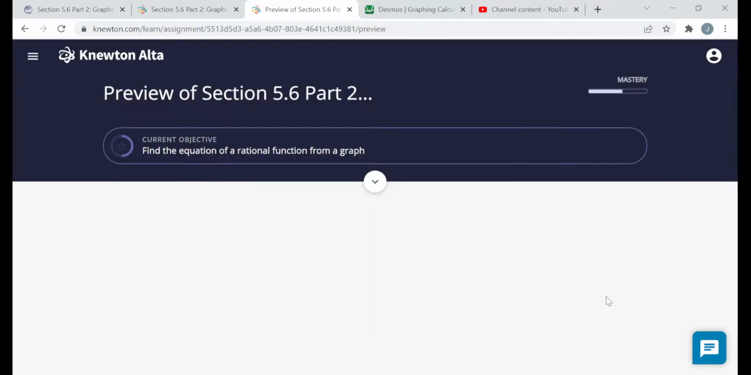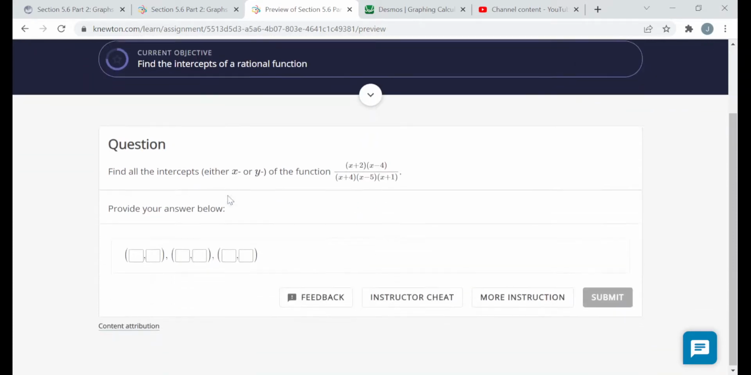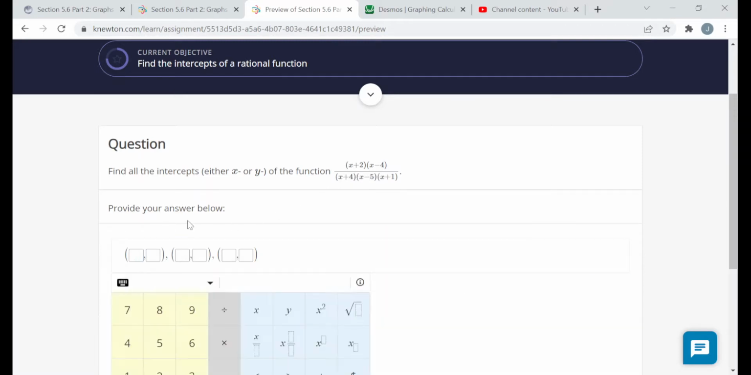Next question. So now we're back to finding the intercepts. Again, this should be quick. This is simplified, no common factors, right? So the numerator zeros are the x-intercepts, negative 2 and 4. So negative 2, 0 is one of the x-intercepts. And positive 4, 0 is another x-intercept.